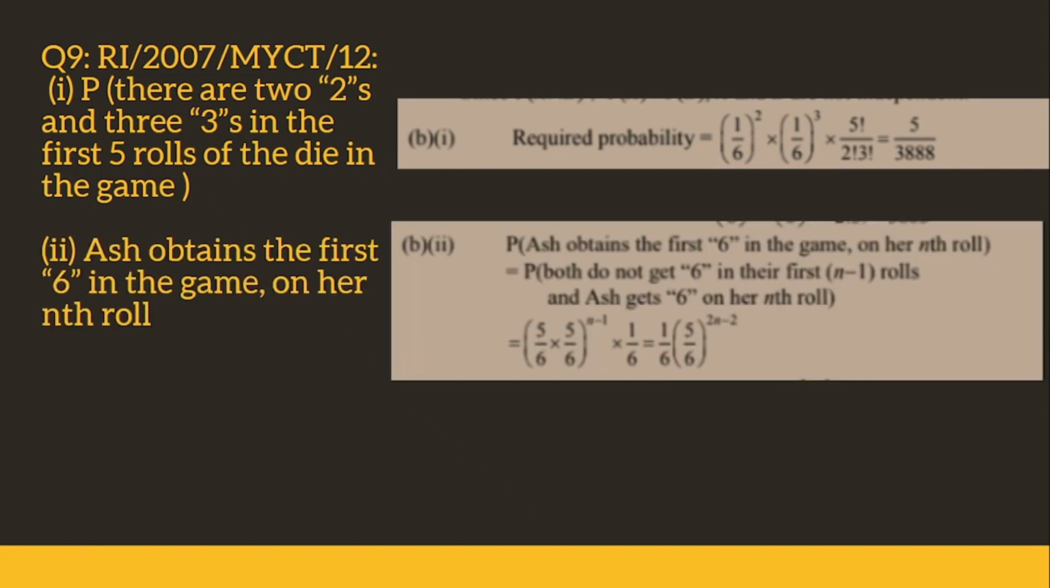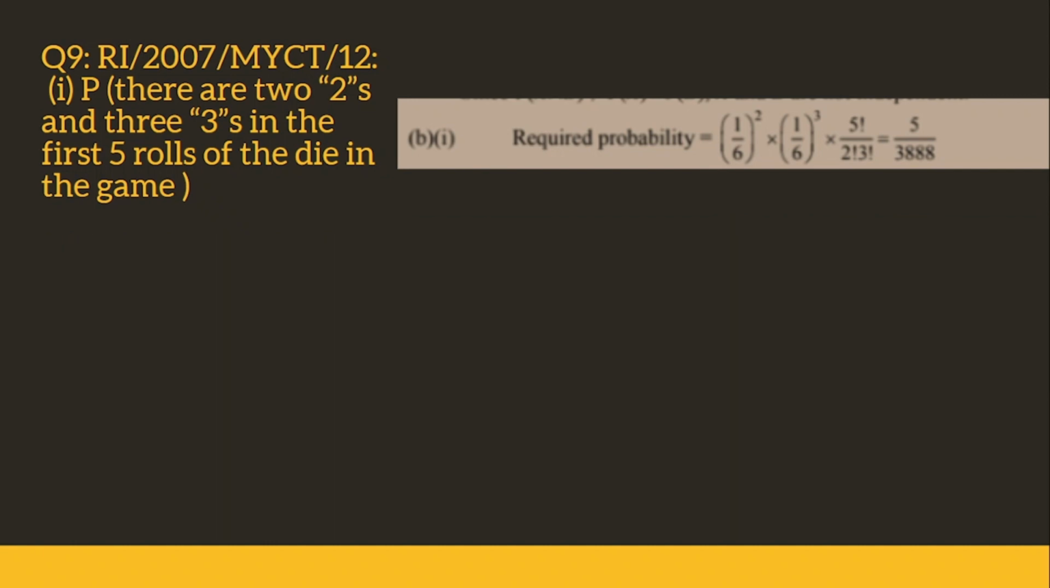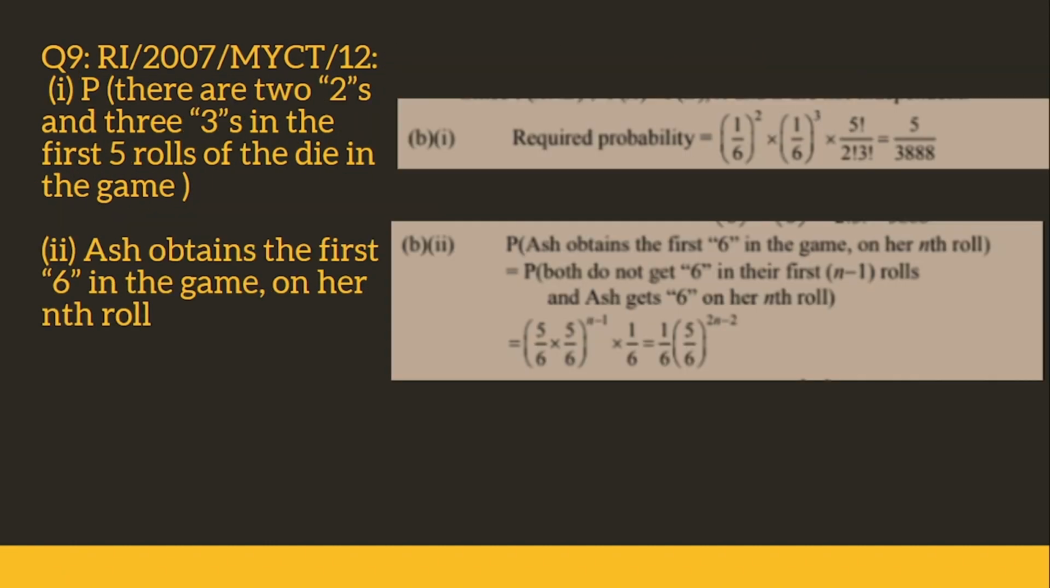Part 2, Ash obtains the first 6 in the game on her nth roll. What this means is that for all the turns before n, neither of them have got a 6. So here is why we have 5 over 6 and 5 over 6 to represent both Ash and the other person, Bill, not getting a 6. They will be times 1 over 6 finally. So that's why the final answer for part 2 is just 1 over 6 times 5 over 6 to the power 2n minus 2.